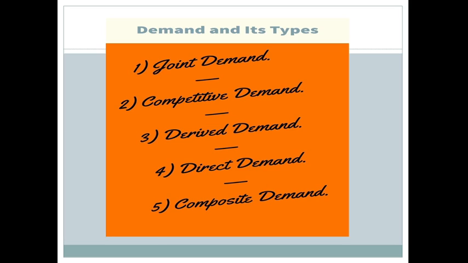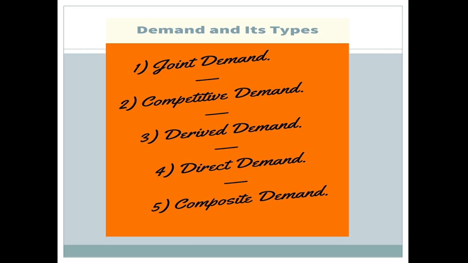So these are the types of demand. Number one, joint demand, wherein one product is demanded jointly with another product, for example shoes and socks. Then competitive demand means when two products are demanded competitively and a rise in one demand makes the other demand fall. For example, mutton and chicken. If demand for mutton or meat increases, then chicken will decrease. So this is an example of competitive demand.